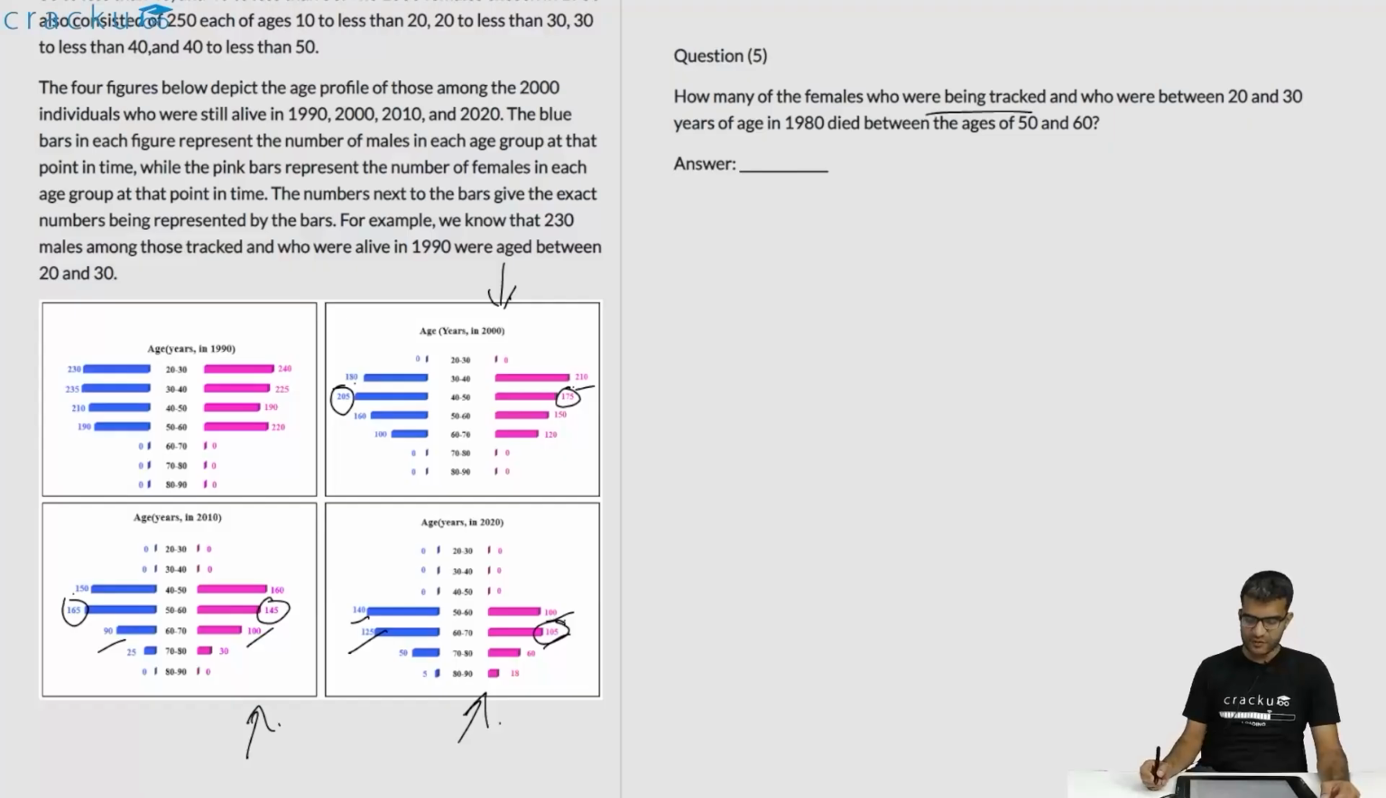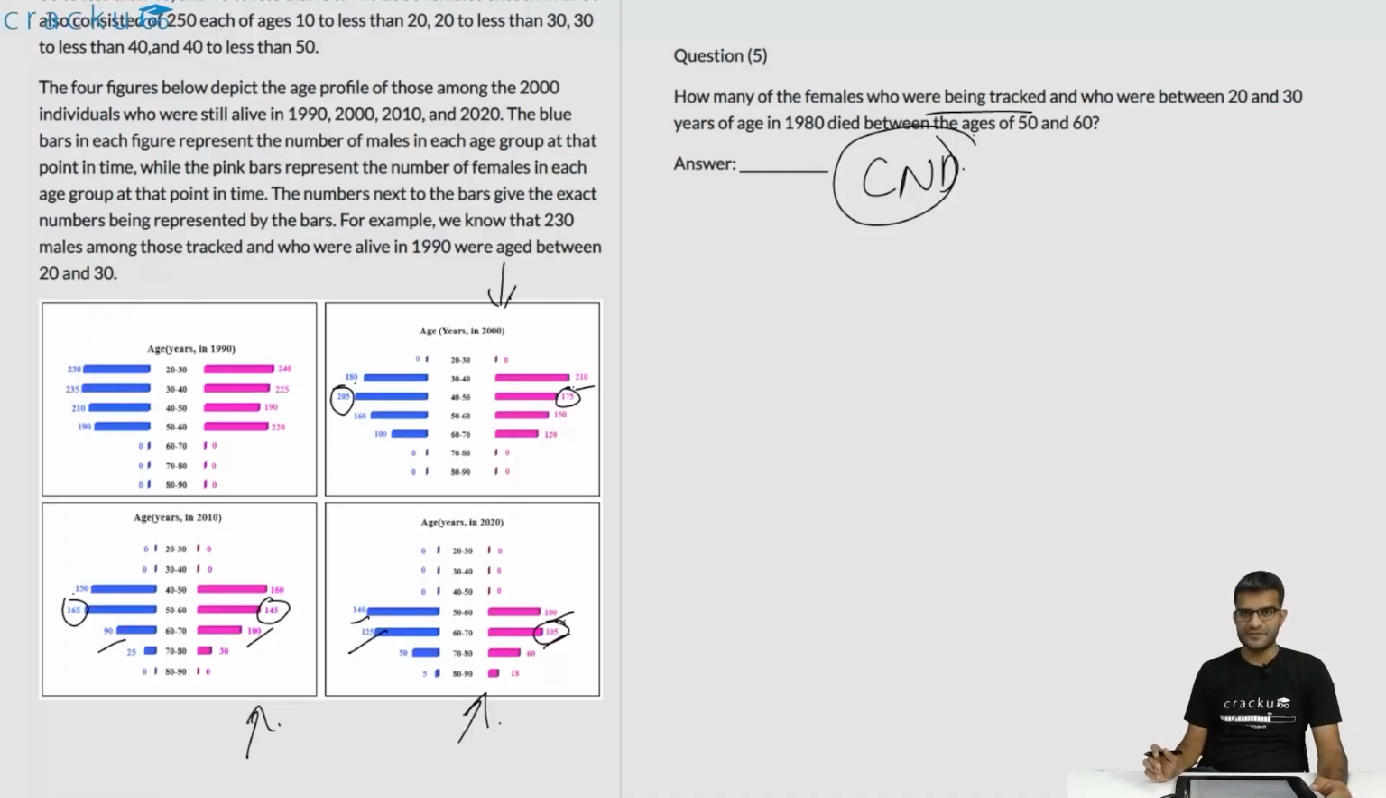In this question, we are asked how many females who are being tracked who are between 20 to 30 years of age in 1980 died between the ages of 50 to 60. The answer for this question, in our opinion, is cannot be determined. We cannot determine this unless we know the exact distribution of how old each of these women were in 1980. We can't just have a bracket of 20 to 30. We should know how old exactly each one of them was.